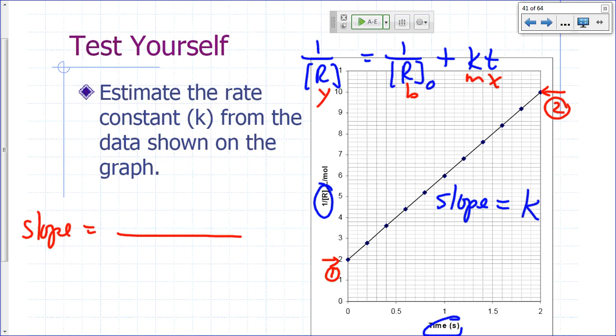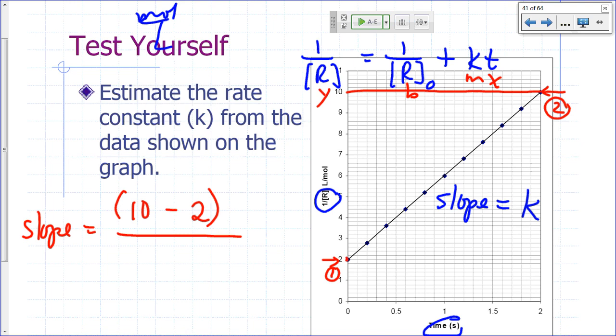y2 is what? That looks like a 10 right there. Okay, so 10. And what's the unit for my numerator? Let's do that later. What's my y1? Looks like a 2, right? So 10 minus 2. And the unit for the numerator is what? It's 1 over R. R is moles per liter. So what's the unit for 1 over R? Reciprocal. So it's going to be liters per mole. Okay?